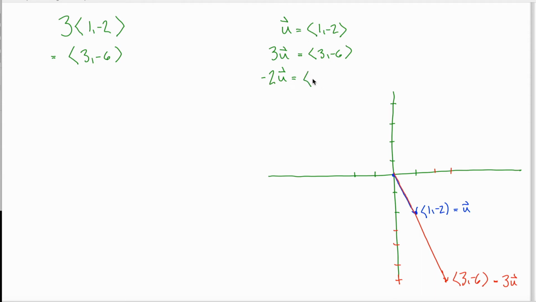-2 times positive 1 gives me -2. -2 times -2 gives me positive 4. If I wanted to scale my vector u by a -2, the resulting vector would have components (-2, 4). Loosely speaking, we'd have a new vector that's twice as big as the one in blue, but points in the opposite direction. That's it.